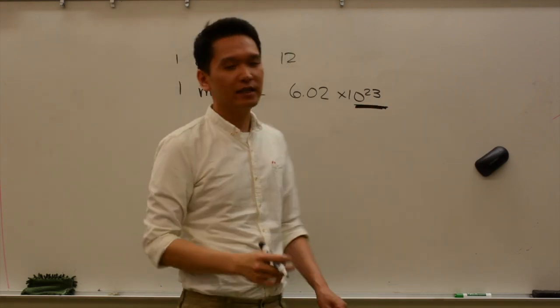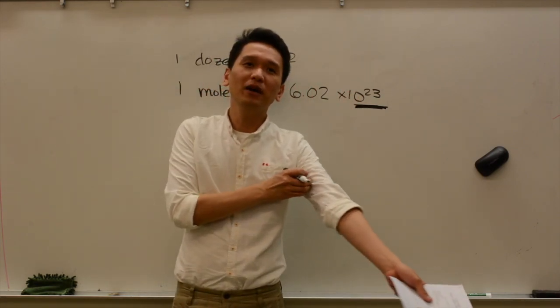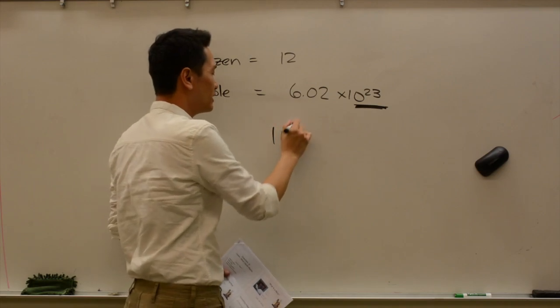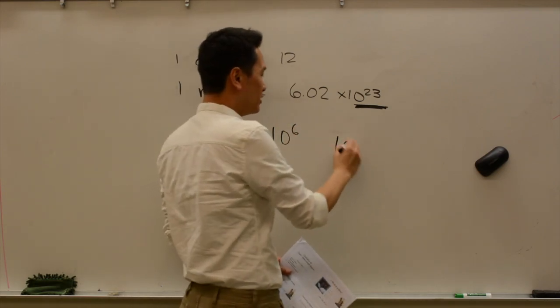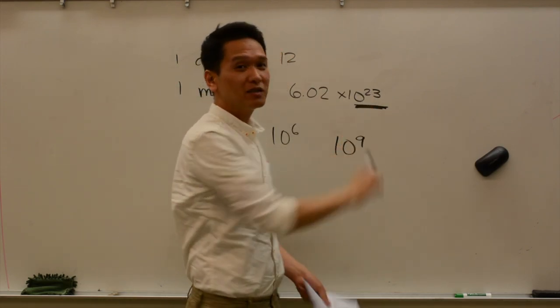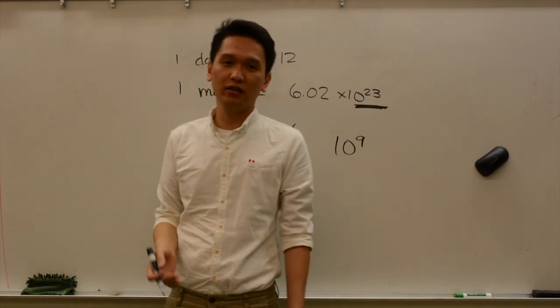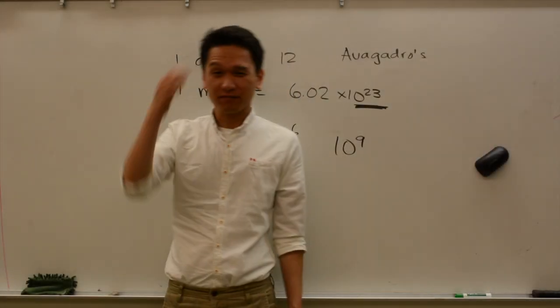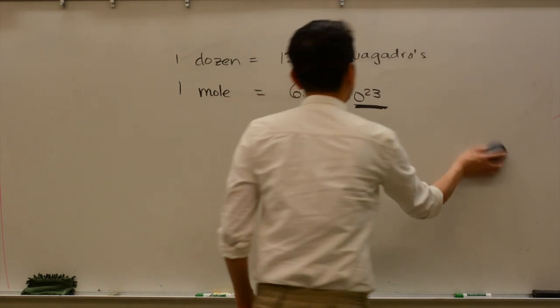To get you a good sense of what times 10 to the 23rd is, think about what 10 to the 6 means. That's a million, right? What does 10 to the 9 mean? That's a billion. So this is much, much, much greater than that. So the mole is a very, very large number. And this number has a special name. It's called Avogadro's number. Okay, so let's apply this new concept of the mole.